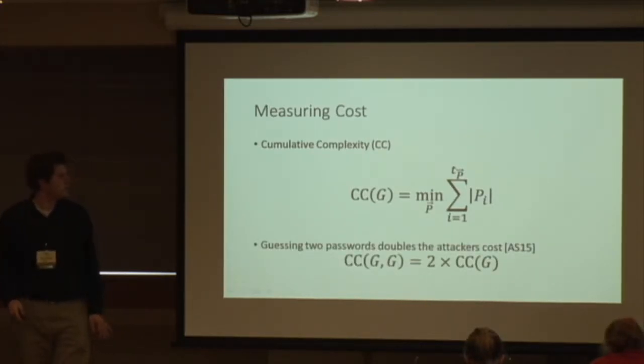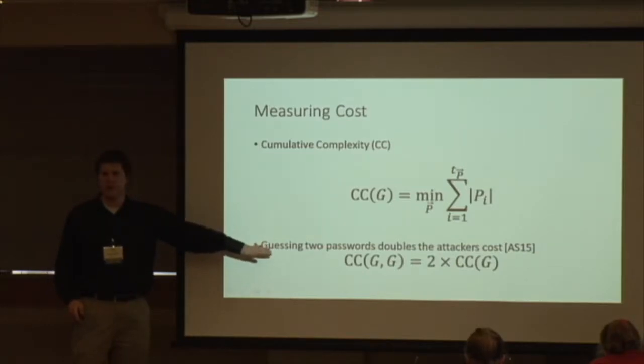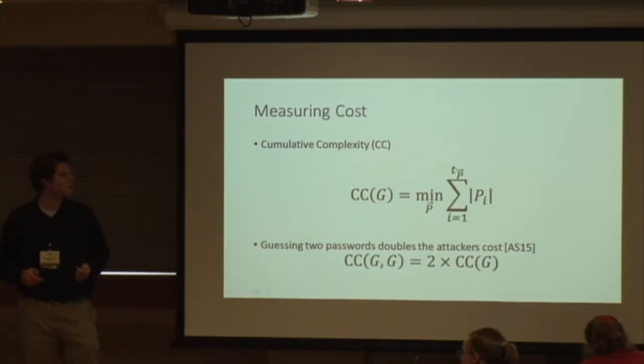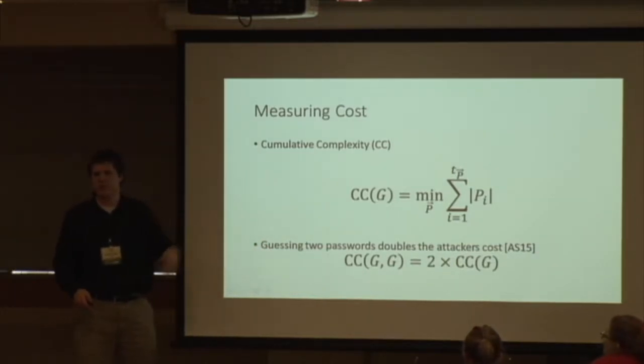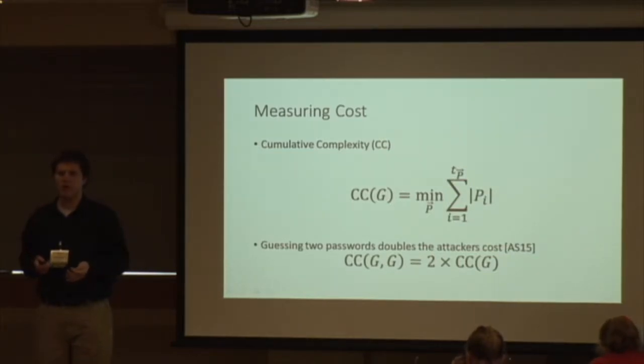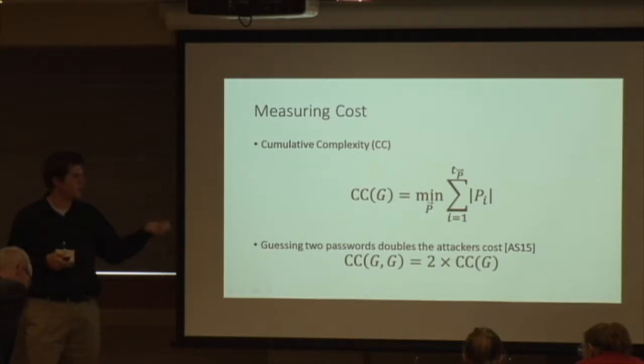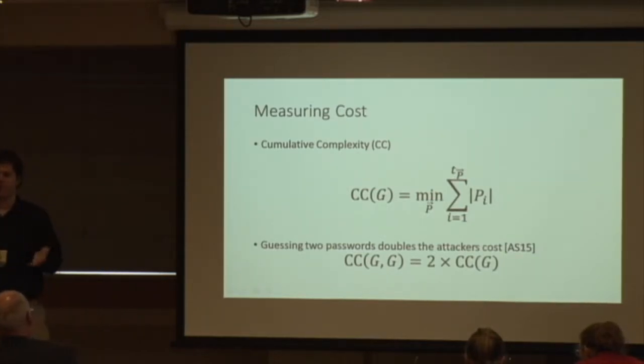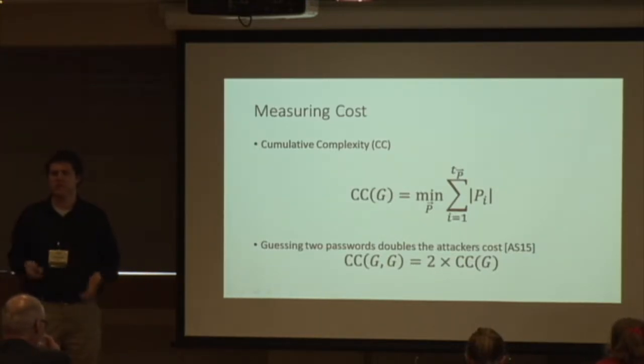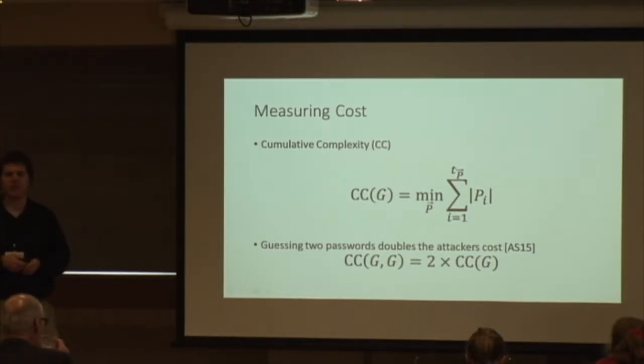And the nice thing about this cost measure is that it amortizes. So if pebbling this graph once corresponds to checking 1 password guess, if you want to check 2 password guesses, you have to pebble this graph twice. And the cost of pebbling this graph twice is 2 times the cost of pebbling this graph once. So that means if the attacker wants to check 1,000 guesses, his costs are 1,000 times the cost of computing this function once.